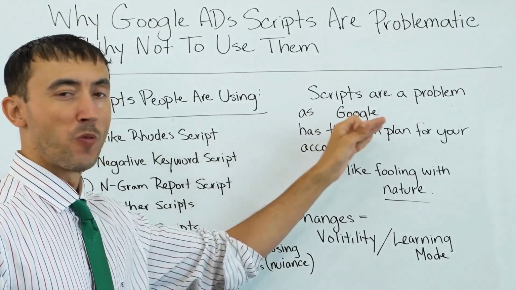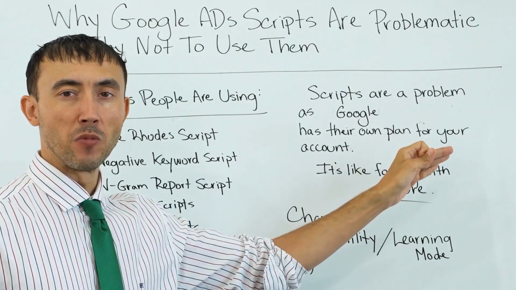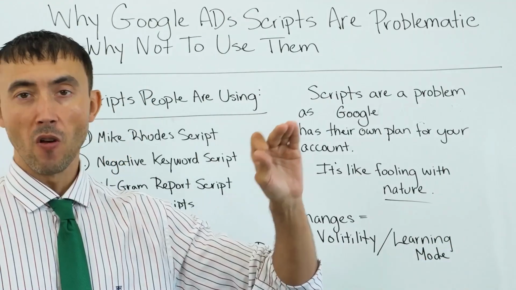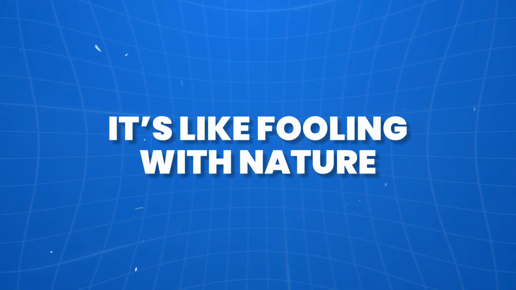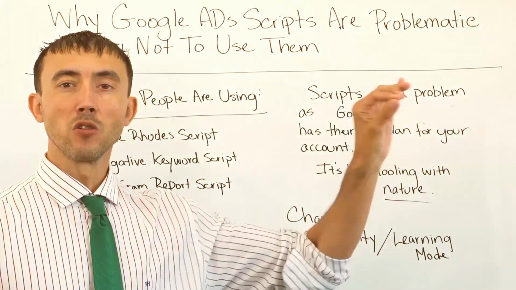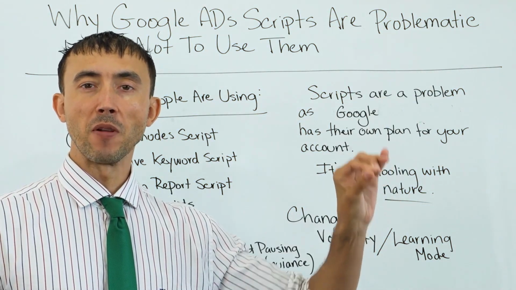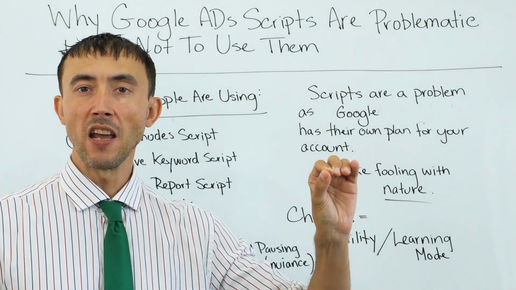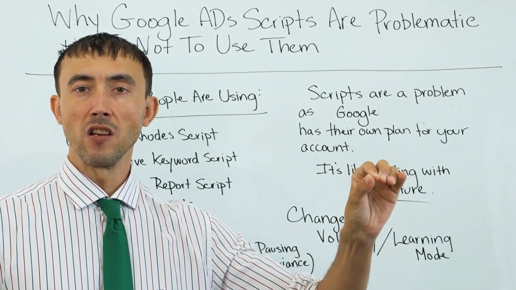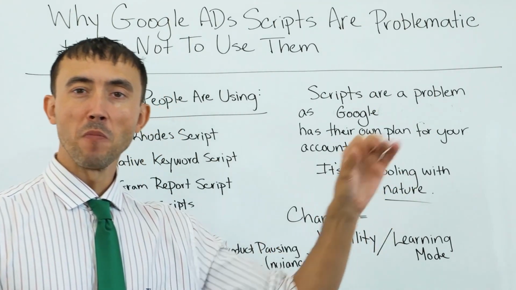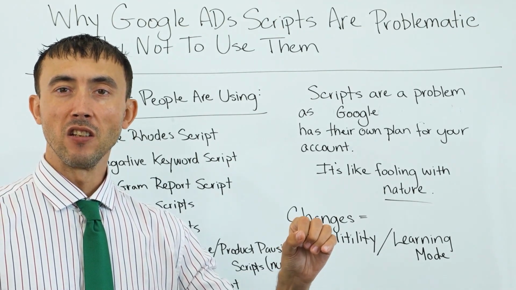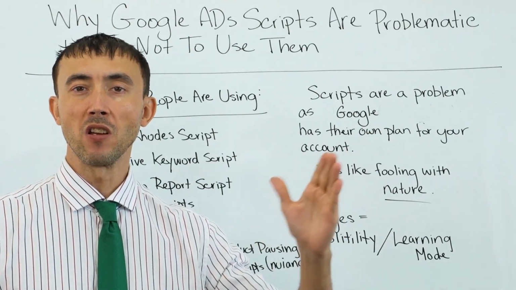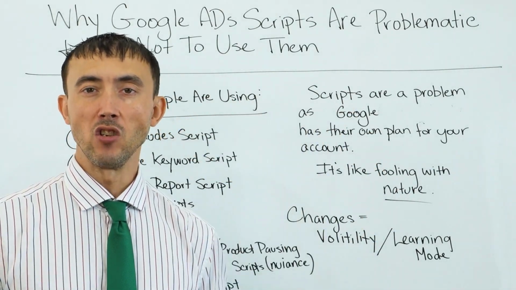So fooling with Google's systems using scripting that is going to turn off stuff, turn on stuff, anything like that, it's like fooling with nature. You think you're smart enough to trick this algorithm that's super smart into giving you what you want, and you can manipulate it, and it's going to do what you want it to do. Just like when you start messing with nature using technology, nature is ultimately always going to win in the end. It's more powerful than what you could comprehend in your own mind as a human.